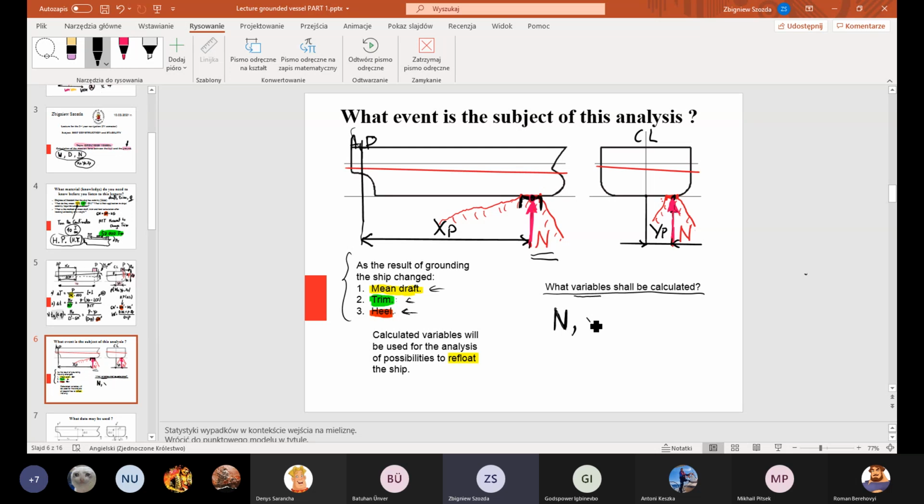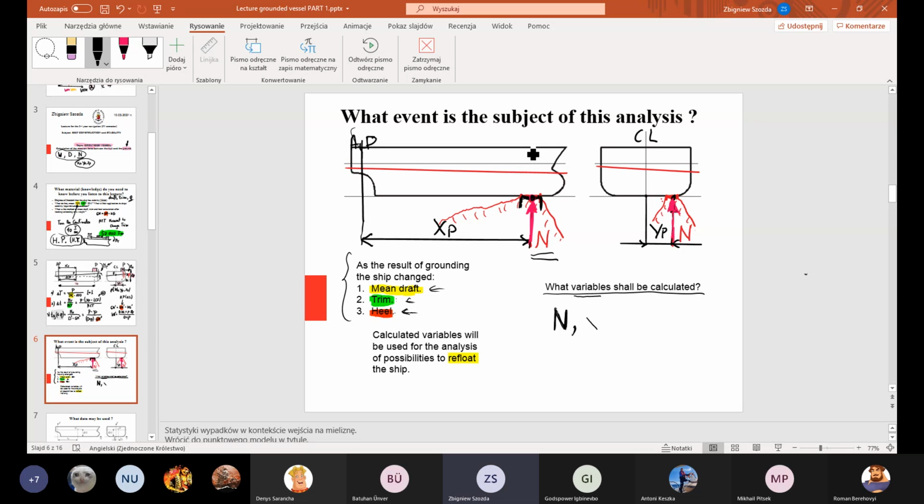Actually, this is not point of action. This is area. Can you imagine? This is area of contact. Maybe area of contact is 20 square meters. But we assume for our purpose, for easy calculations, that area of contact, let's say 20 square meters, is replaced by 1 point. It means that pressure between the ground and the vessel is replaced by a force.